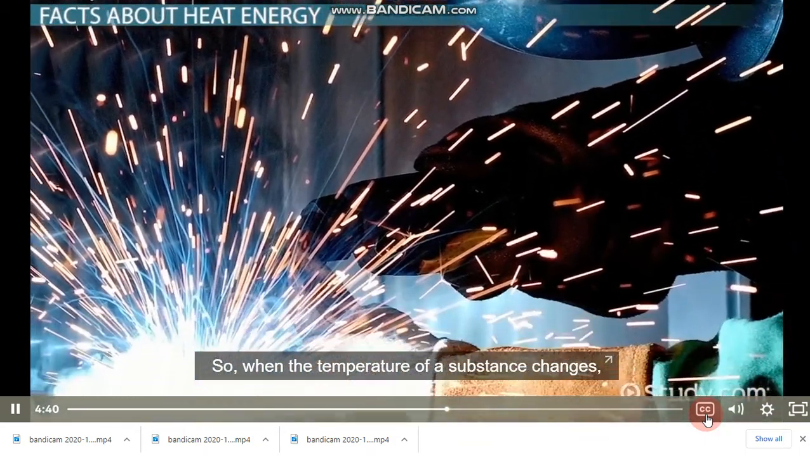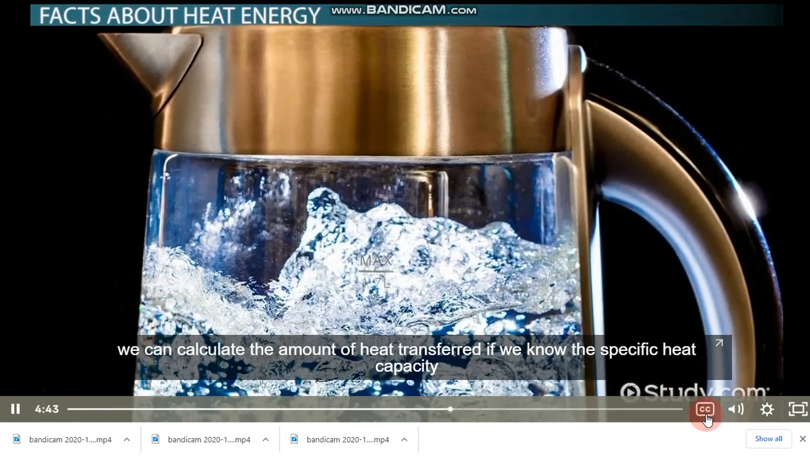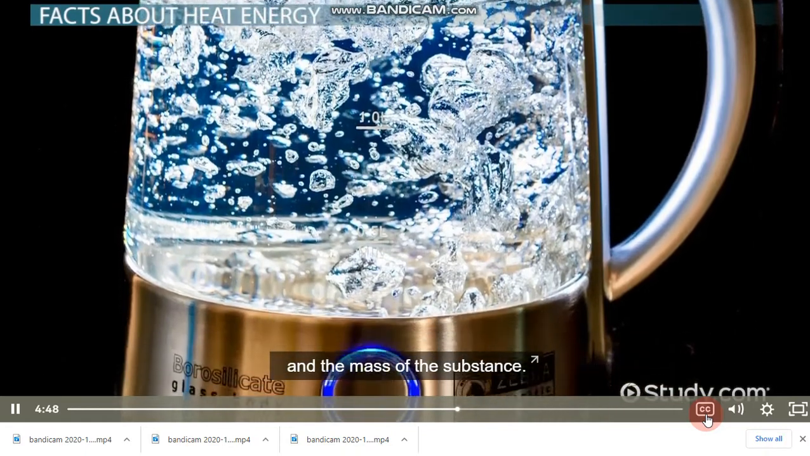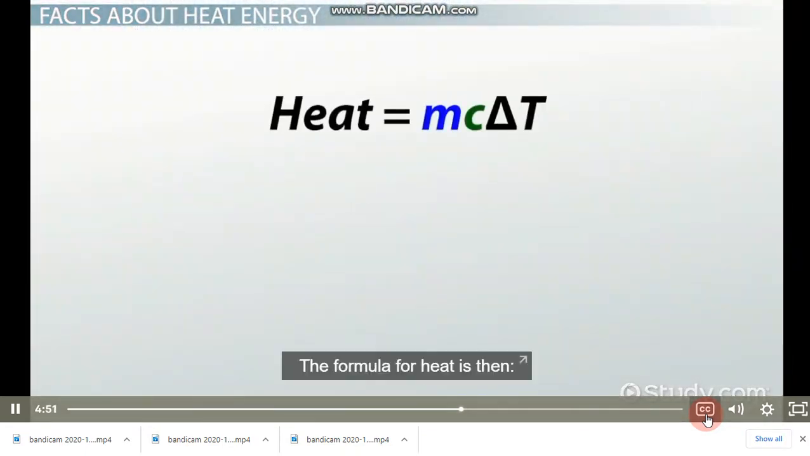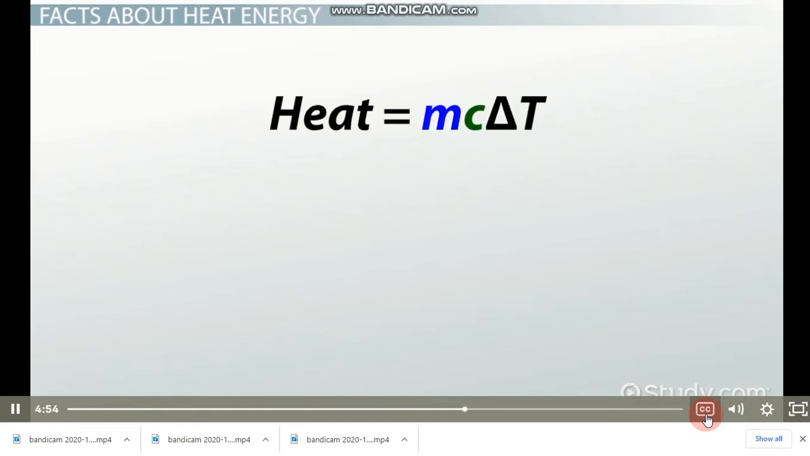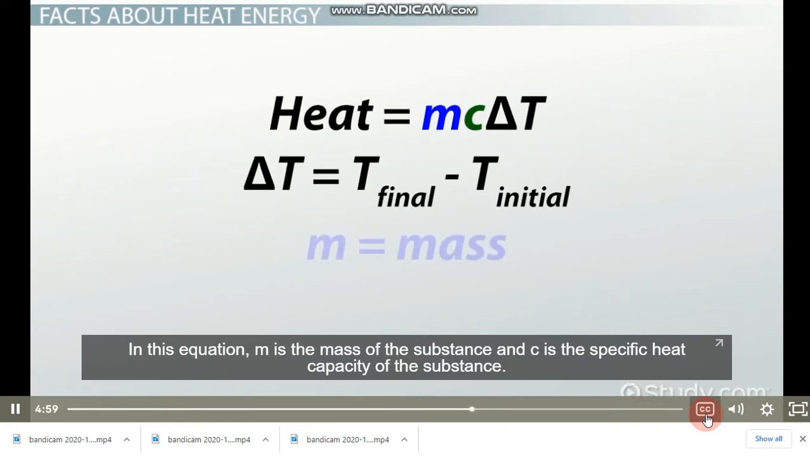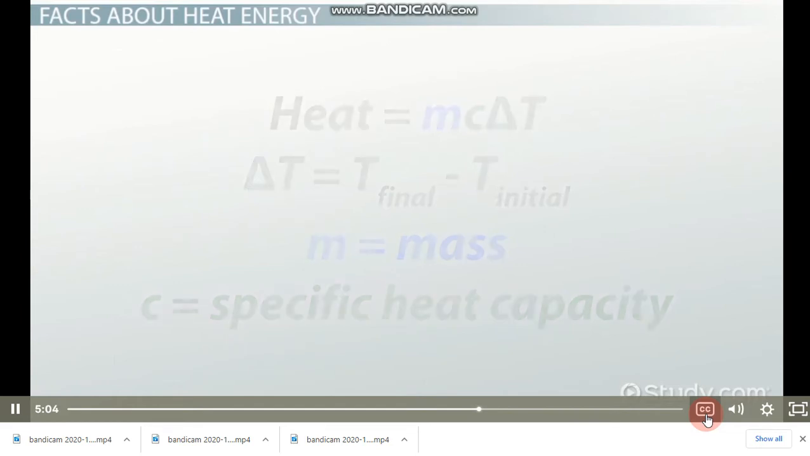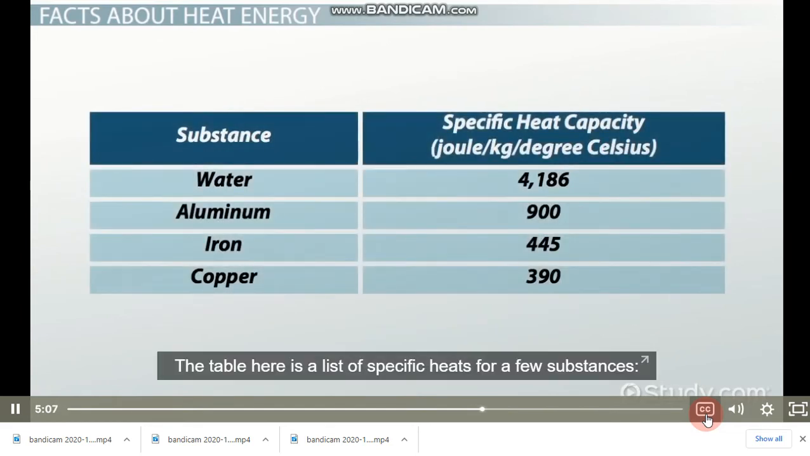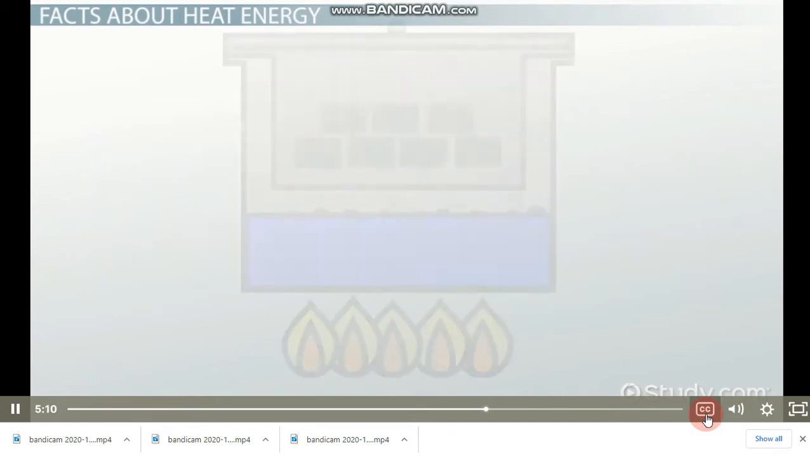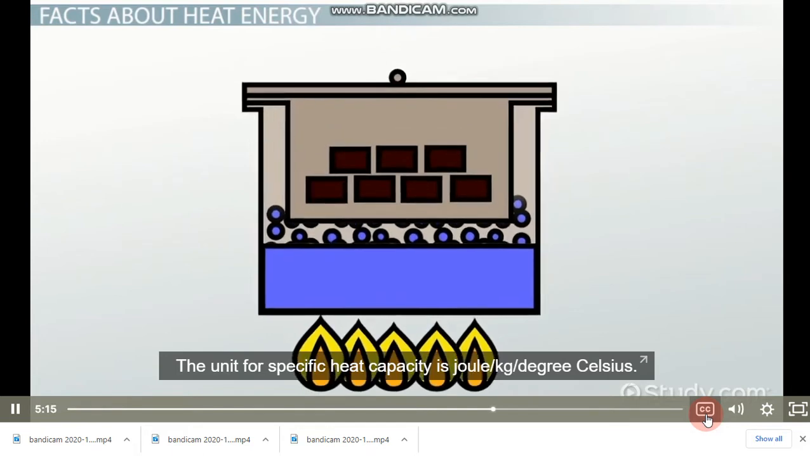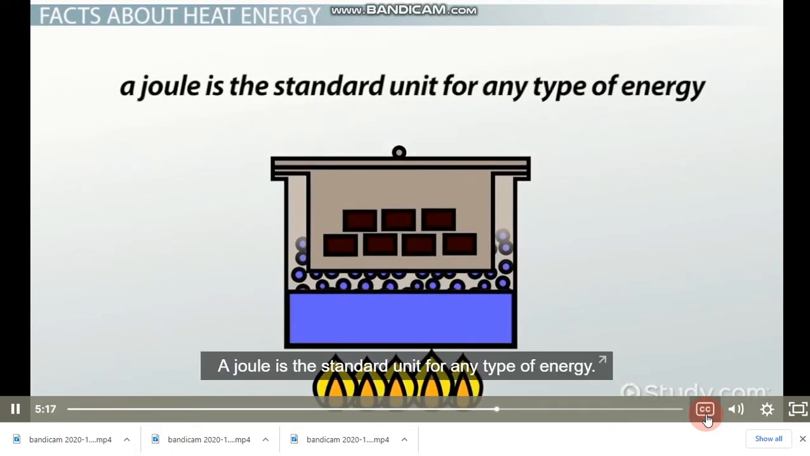So, when the temperature of a substance changes, we can calculate the amount of heat transferred if we know the specific heat capacity and the mass of the substance. The formula for heat is then Q = mcΔT, where ΔT equals T final minus T initial. In this equation, m is the mass of the substance and c is the specific heat capacity of the substance. The table here is a list of specific heats for a few substances. The unit for specific heat capacity is joule per kilogram per degree Celsius. A joule is the standard unit for any type of energy.